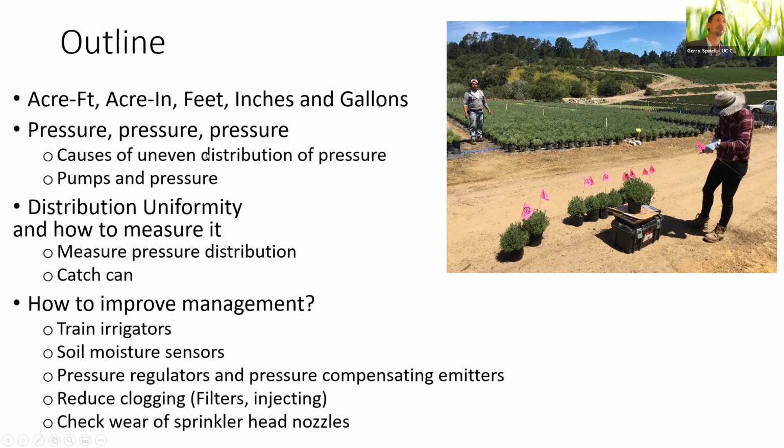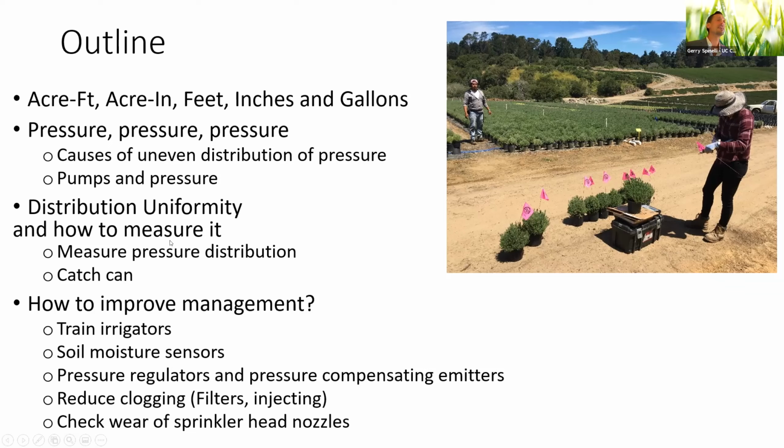bad distribution uniformity. I originally meant this presentation to be a kind of high-level overview of a lot of things. Yeah, you can measure pressure, you can train your irrigator, you can use soil moisture sensors. But then I was told that 80% of the audience are either growers or consultants, and so I decided to put a little bit more meat to make it a little more spicy. And so I'm talking about pressure mostly.